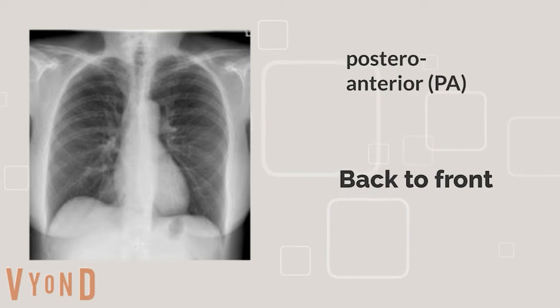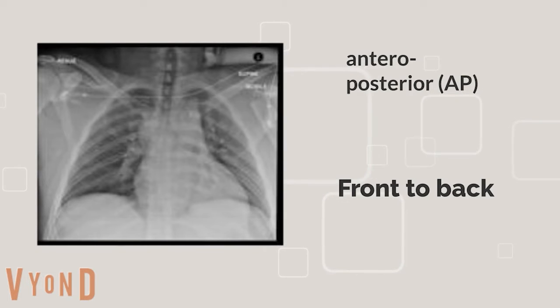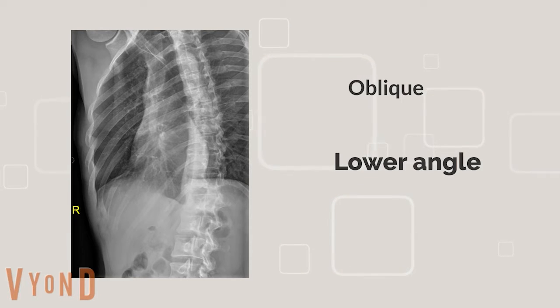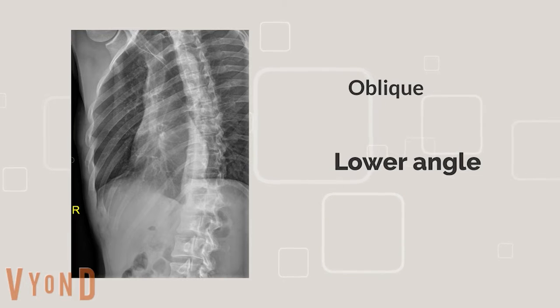Here we can see a PA view, which is from the back to the front of the patient's chest. The AP view is going to be the complete opposite, moving from the front to the back. Our third common view is going to be a lateral or side view. Let's take a look at an oblique view. Here we can see that the x-ray is actually coming up from a lower angle.